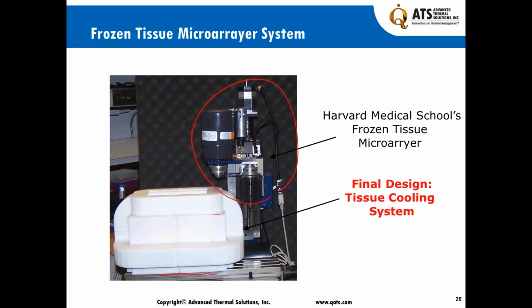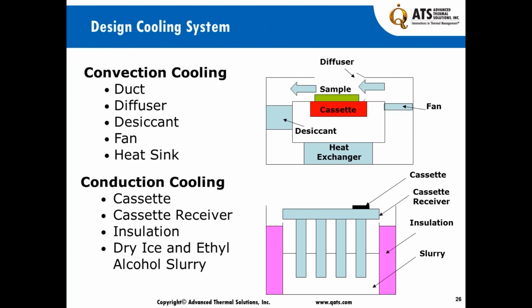But the nugget is in here and in the design of these passages and so forth to ensure that the flow of air is separated. The temperature is maintained at -70 degrees for 6 hours. That's the tissue life. So the design of the cooling system is convection cooling. We have a duct, a diffuser, a desiccant to remove the humidity, an air mover, a fan, and a heat sink.